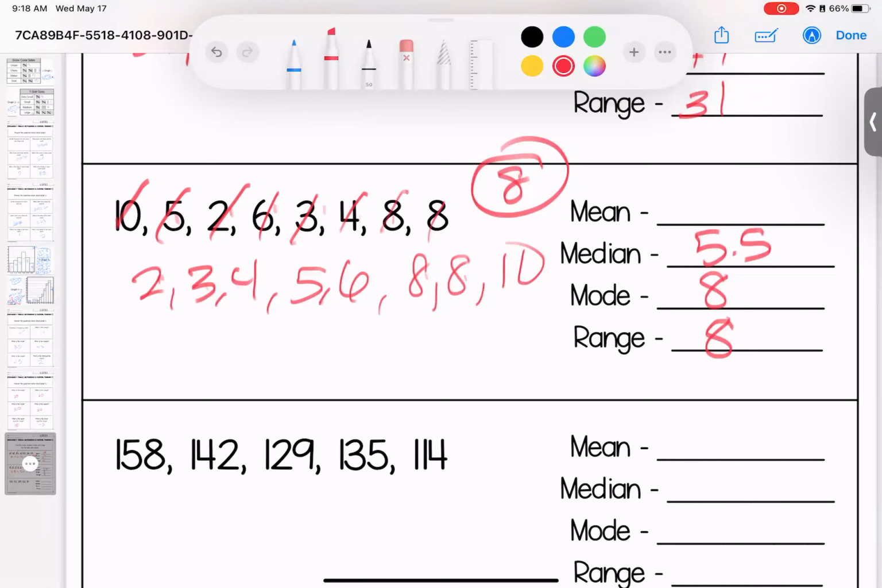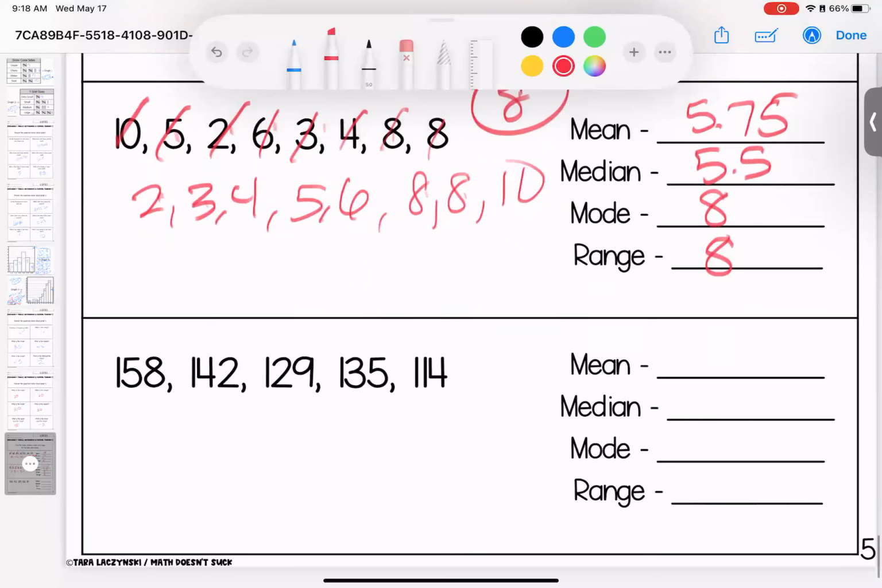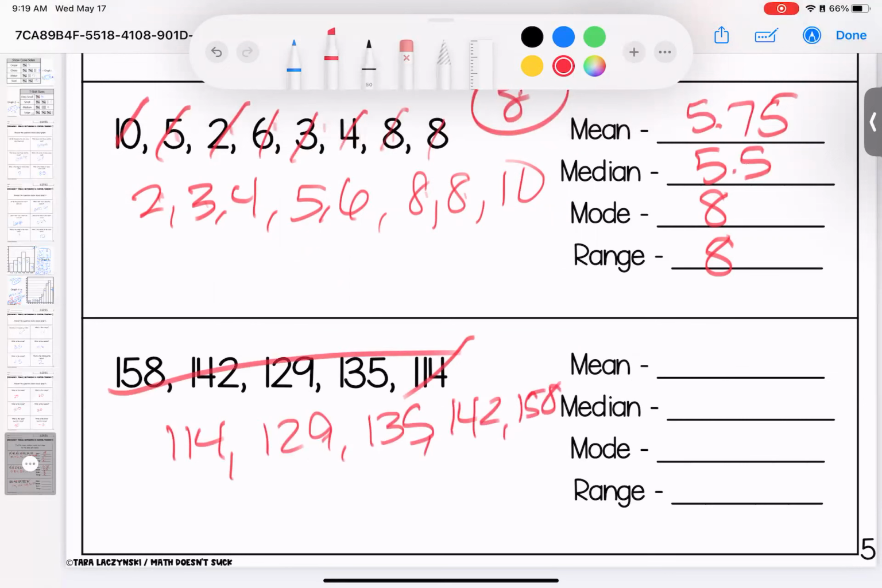And then our mean, if we add them all together, we have 2 and 3 is 5, plus 9, plus 14, plus 18 gives us a total of 46. Divided by 8 gives us 5.75. Coming down here for the last one, again, in number order, 114, 129, 135, 142, and 158.